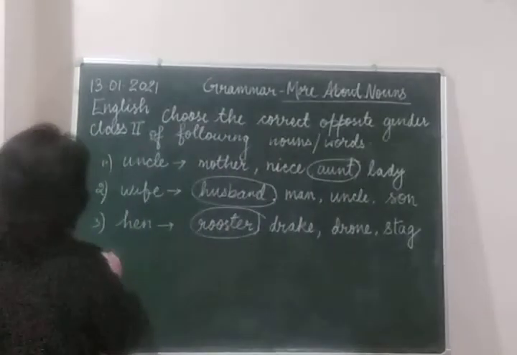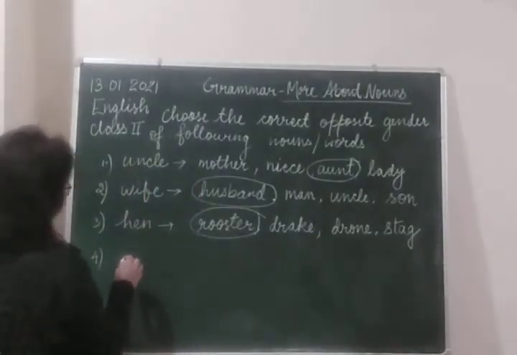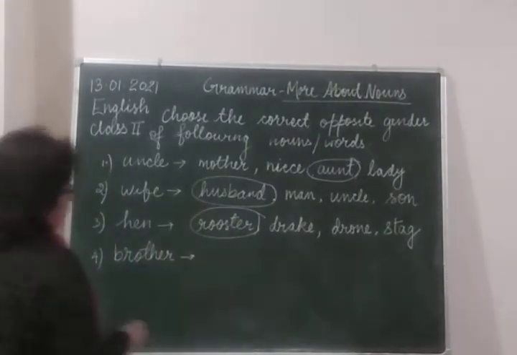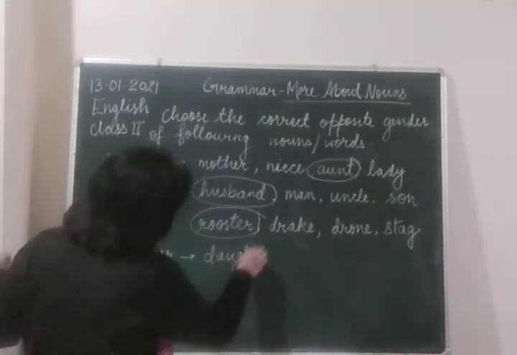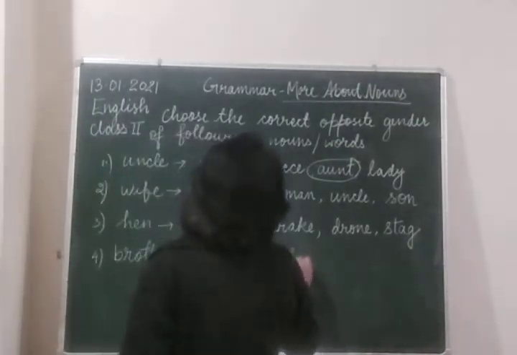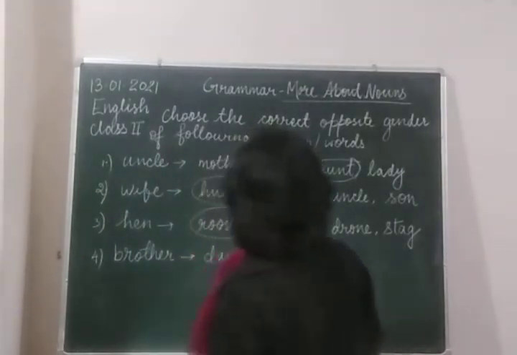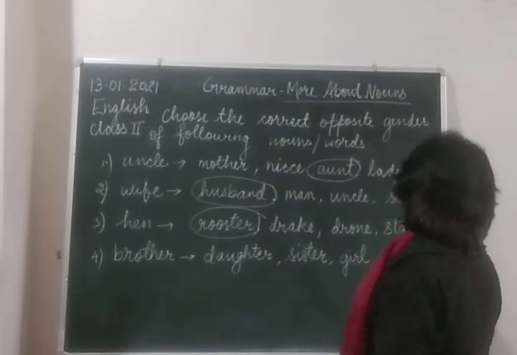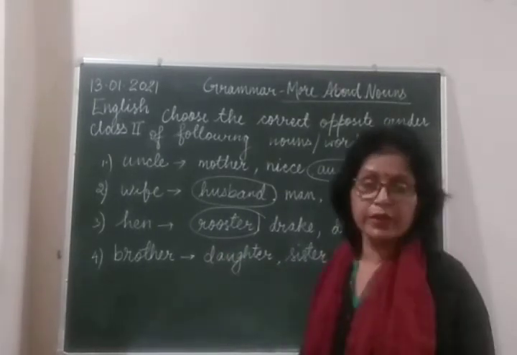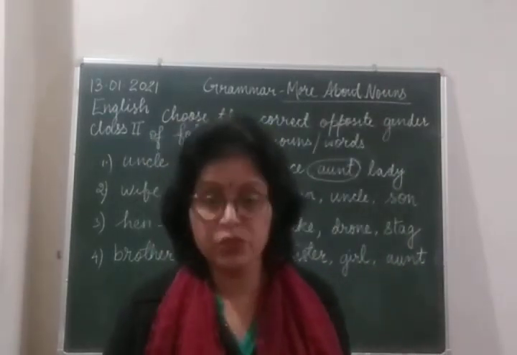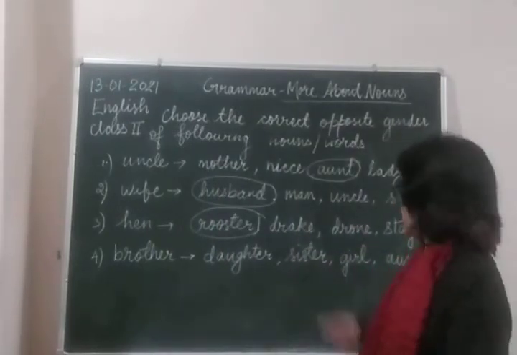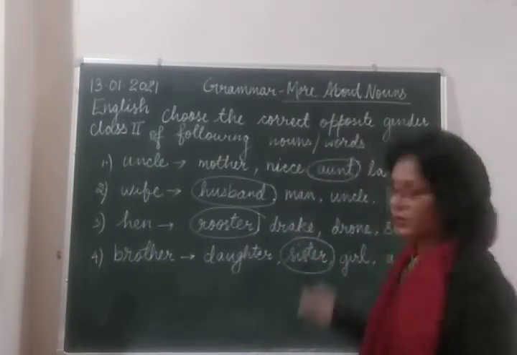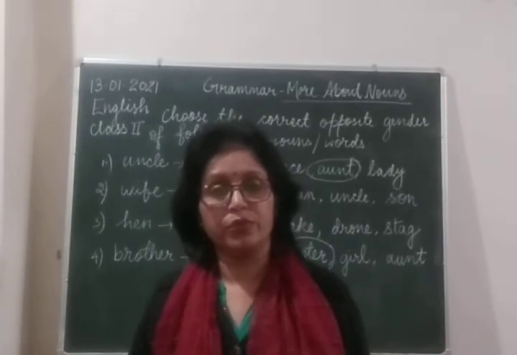Next, number four. Number four is brother. Options are daughter, sister, girl, or aunt. Our word is brother. हमारा जो noun है वो है brother. तो brother का opposite gender क्या होगा? Daughter, sister, girl या फिर aunt. And children, the correct answer is sister. Brother का opposite gender क्या होता है? Sister. Brother, sister.